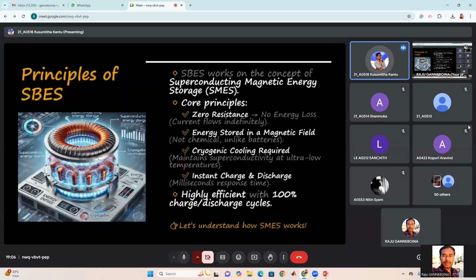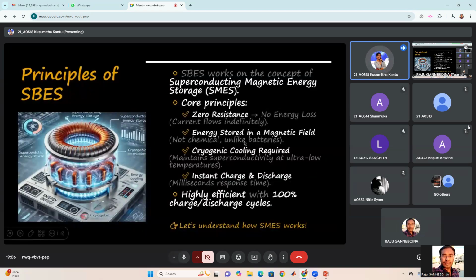Unlike batteries, it doesn't rely on chemical reactions, and then cryogenic cooling required. That means it needs extremely low temperatures to stay superconducting, and then instant charge and discharge. That means it can release energy in milliseconds. This system is highly efficient, allowing 100% energy transfer with no loss over multiple charge and discharge cycles.